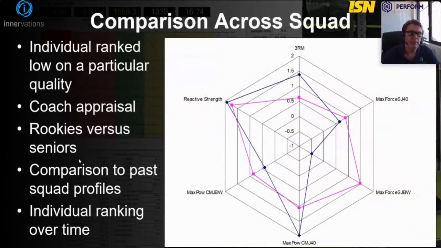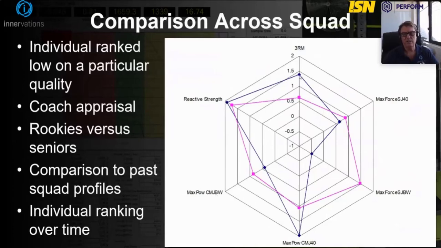The next one is comparison across the squad, and we use this extensively to see how the individual ranks on a particular quality. If they're low on a particular quality relative to their peers, that's an indication of a quality that needs greater attention. And we frequently use these plots, which are called radar plots. Some people call them spider plots, and these are just one of the graphs available in Excel. On this, we plot the various performance qualities that you can see here. And the numbers that we plot are the actual Z-scores.